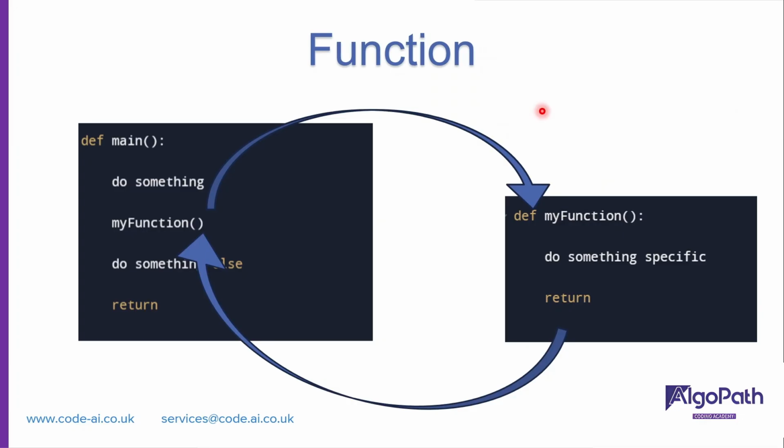In normal cases, this is how a function works. In this main function, it's doing something. It calls my function. Then when the function is called, it goes to this function, executes the activities that are supposed to be done by this function, then returns, and then it continues here.